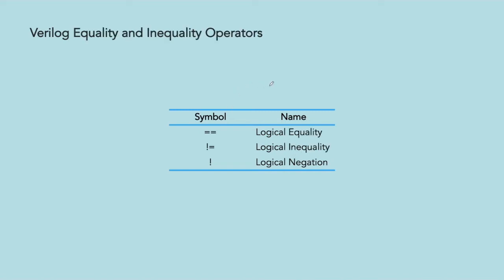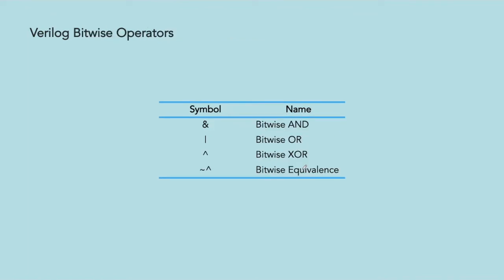If you want to evaluate two operands in such a way that it will return a 1 for true or 0 for false, you use the following operators. This symbol, designated by two equal signs, is for logical equality, and it is used to compare two operands. This symbol, an exclamation point and an equal sign, is for logical inequality, and it is used to find the inequality of two operands. We have this symbol, exclamation point, and it is used to perform logical negation for a given binary number. If you want to perform bitwise operations, we use the following operators.